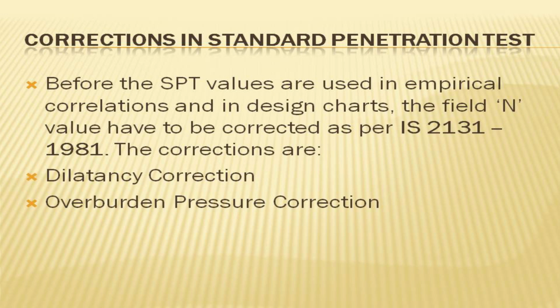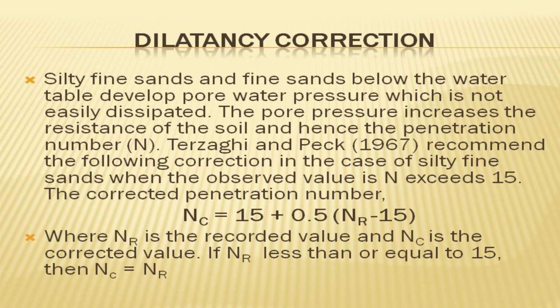Corrections in standard penetration test. Before the standard penetration test values are used in empirical correlations and in design charts, the field N value has to be corrected as per rule in 1981. The corrections are: dilatancy correction and overburden pressure correction. Dilatancy correction: silty fine sands and fine sands below the water table develop pore water pressure, which is not easily dissipated. The pore pressure increases the resistance of the soil, and hence the penetration number.